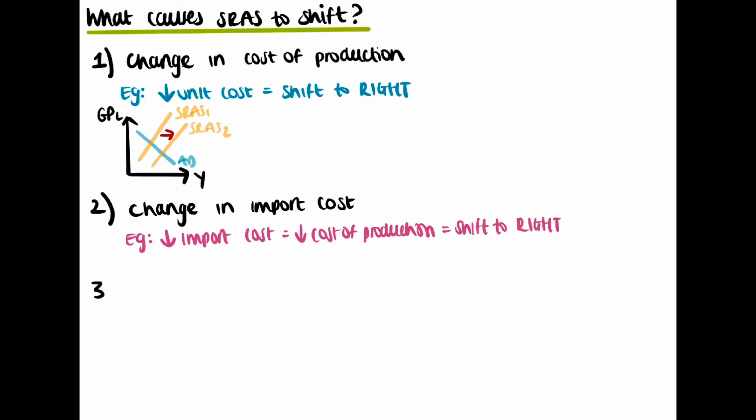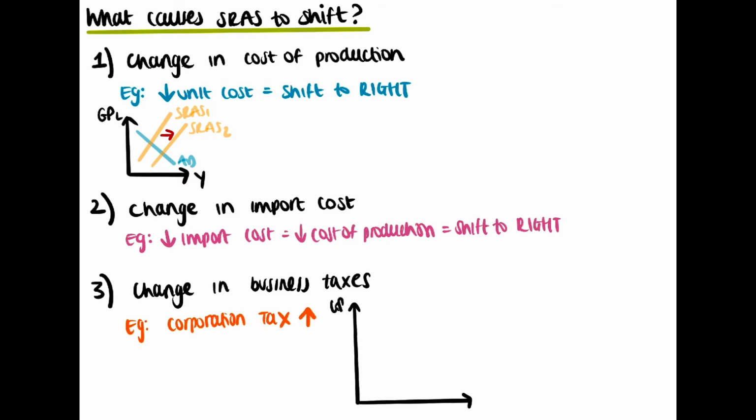Finally, if there was a change in business taxes, for example, an increase in corporation tax, then the business's cost of production would also increase, and the supply curve would shift to the left.